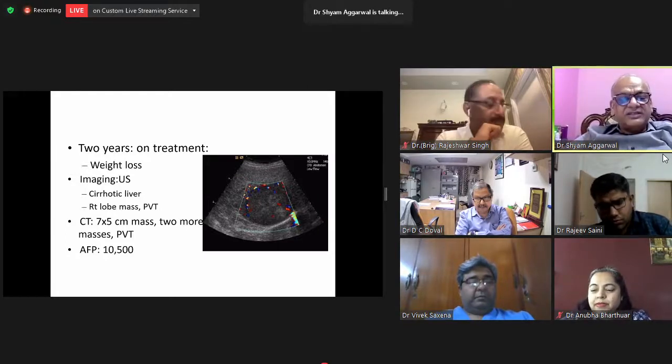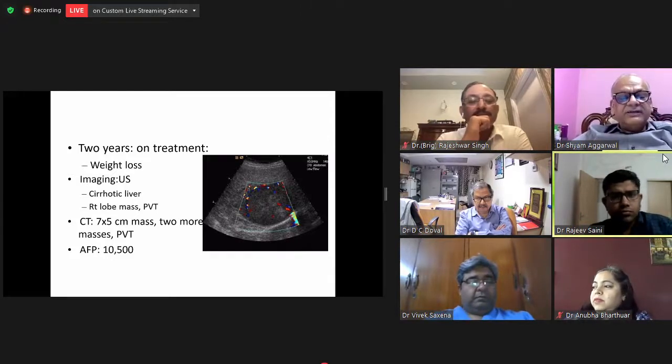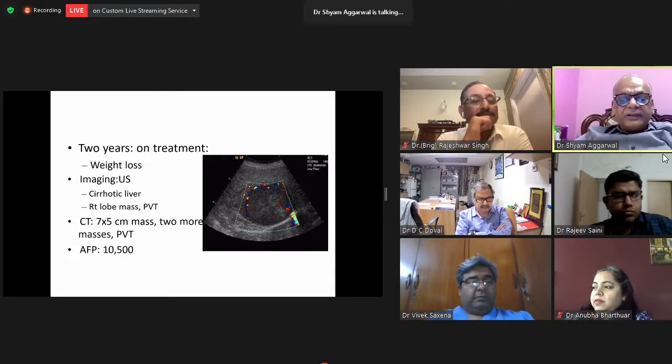So this is, I think, a fairly common presentation in a person who is being followed up by gastroenterologists or liver specialists, that they start getting weight loss and a mass and the portal vein thrombus. So I think this patient, of course, undergoes a triple phase scan to confirm that this is nothing else but a hepatocellular cancer.